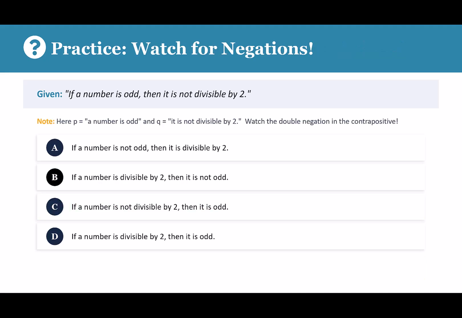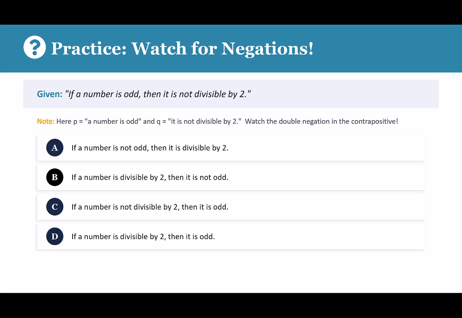Let's try one more that sounds a little bit more like math. I have if a number is odd, then it is not divisible by 2. Take a look at our choices. We have A, if a number is not odd, then it is divisible by 2. B, if a number is divisible by 2, then it's not odd. C, if a number is not divisible by 2, then it is odd. And D, if a number is divisible by 2, then it is odd.